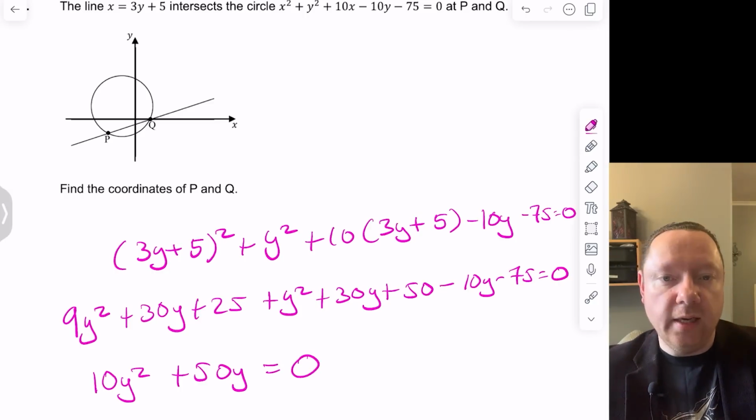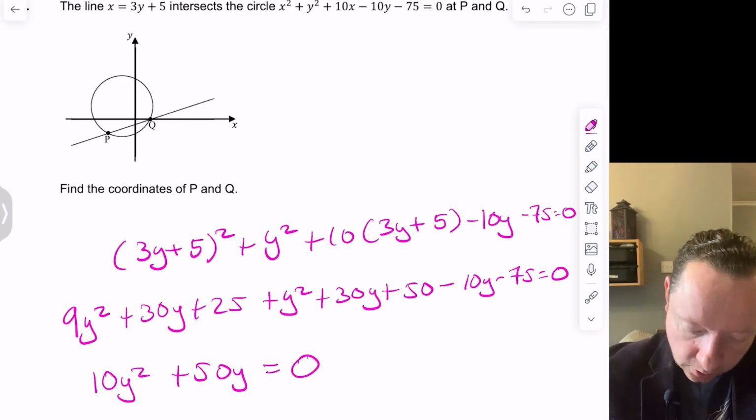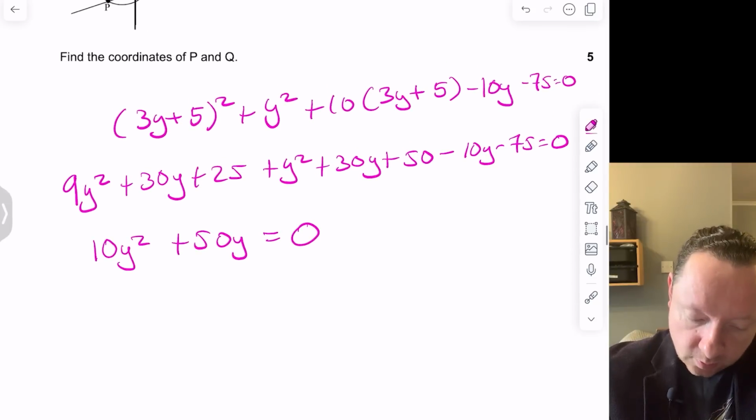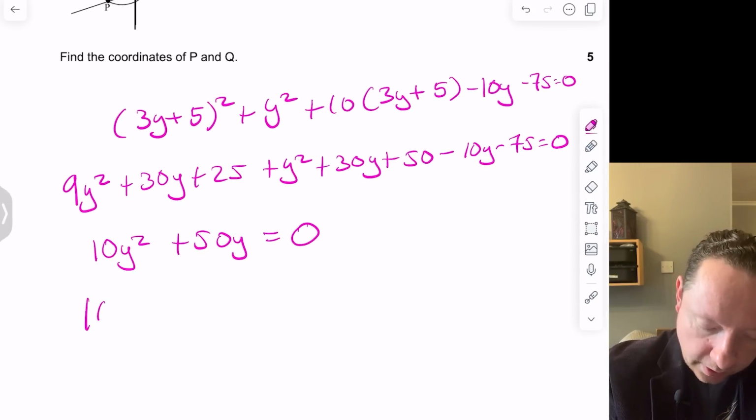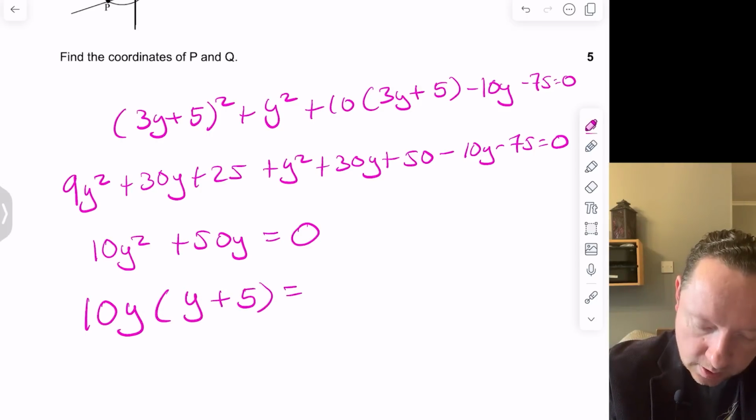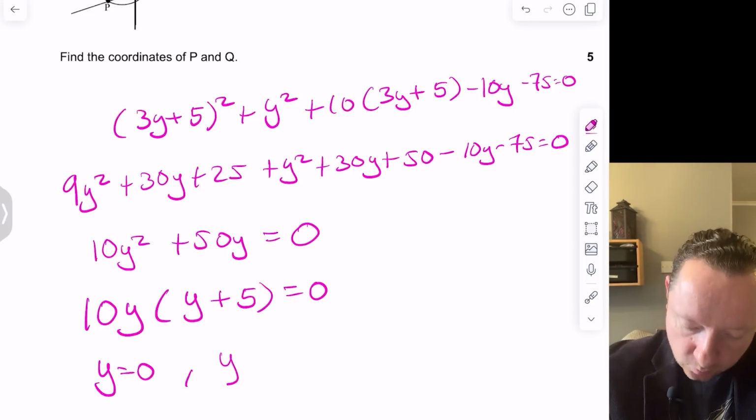Usually you get a number on the end there, but sometimes if it goes to 0, it's just an easier question. So you usually get a quadratic of some description. This is an easy one. Common factor, 10y. That gives me y plus 5. So that means that 10y equals 0, so y equals 0, or y plus 5 equals 0, so y equals minus 5. But we need points, so we need to use our x.